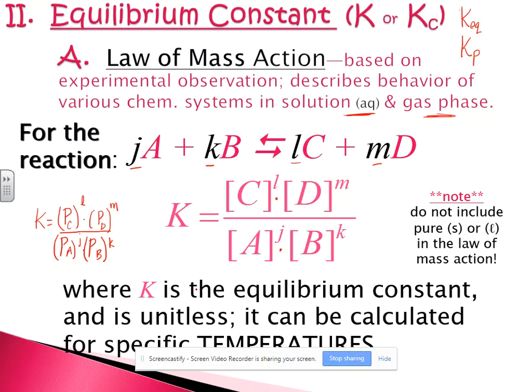You would plug in the values to those brackets or pressures, and then that would allow you to calculate K. K is your equilibrium constant, and it is a unitless number. I know a lot of you will be excited about that. You don't have to worry about figuring out your units. It can be calculated for specific temperatures.